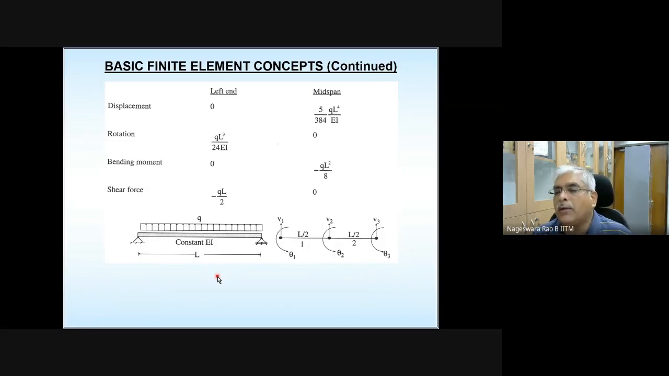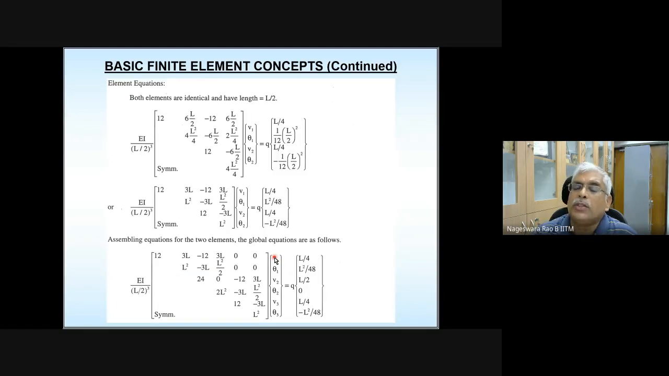It's not necessary. You can even try 3 elements. When you adopt 3 elements, let all the elements be of equal length, L divided by 3. Element 1 goes from 0 to L divided by 3. Element 2 goes from L divided by 3 to 2L divided by 3. Element 3 goes from 2L divided by 3 to L. So you can increase the number of elements and then see how the solution matches.